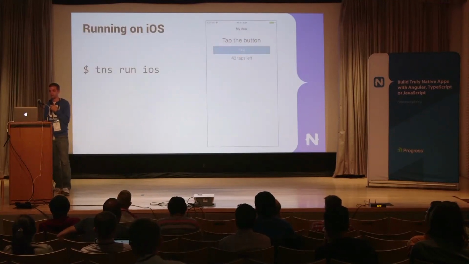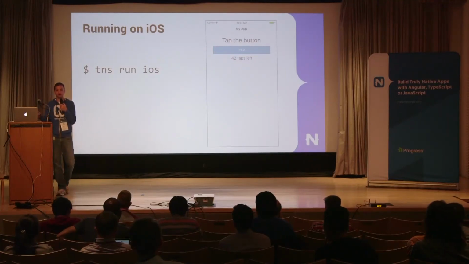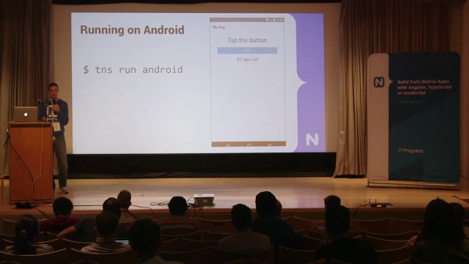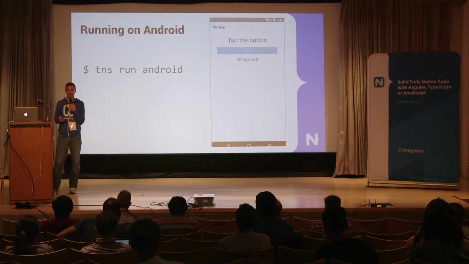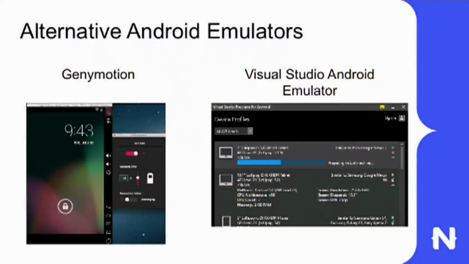Now at this point, if I execute TNS run iOS, it's going to build the app and run it in the simulator. Same thing for Android. You see this nice little cross-platform TNS run Android. And as an aside, I do need to point out that you can leverage alternative Android emulators. So Genymotion works fine. If you're on Windows, you can use the VS Android emulator too.